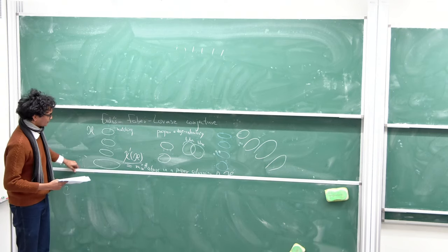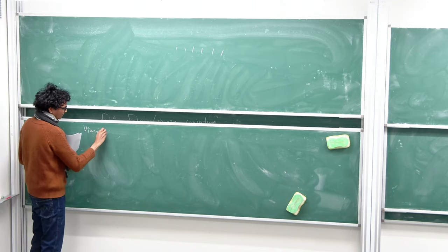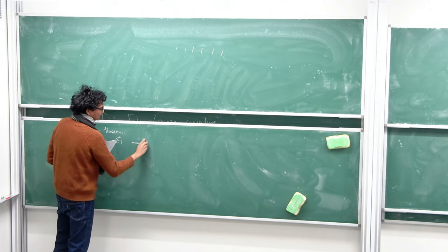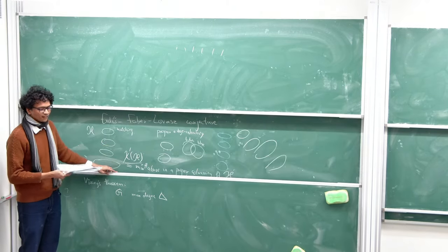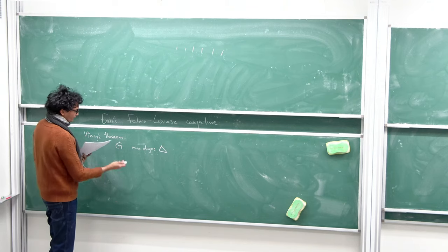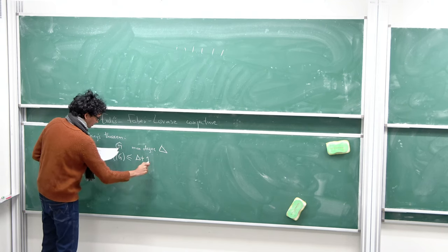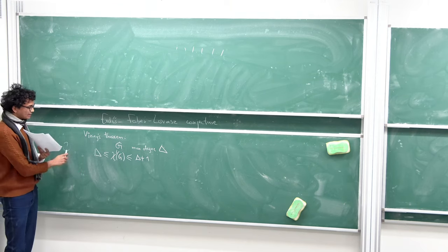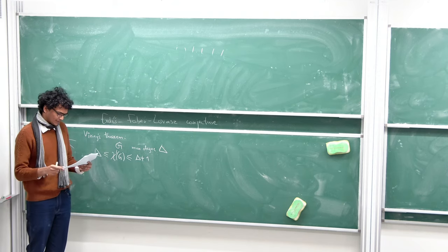For example, in graphs there is Vizing's theorem, which everyone studied. It says that if you have a graph G with max degree delta, and when I say graph, I mean simply a hypergraph which is 2-uniform, then Vizing's theorem says that the chromatic index of the graph is at most delta plus 1. And it's at least delta, because if you have a vertex of degree delta, all these edges have to use different colors. So it's always between these two nice quantities.